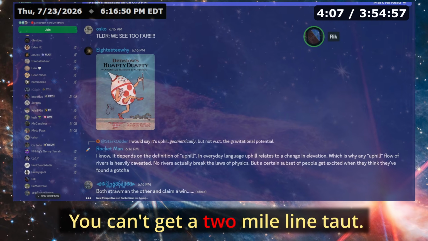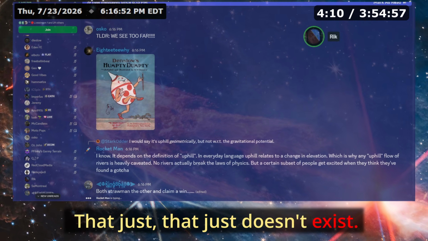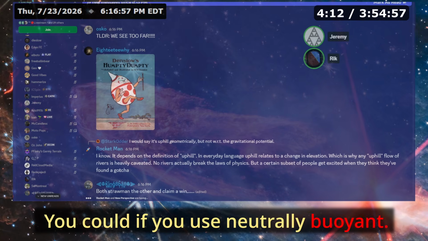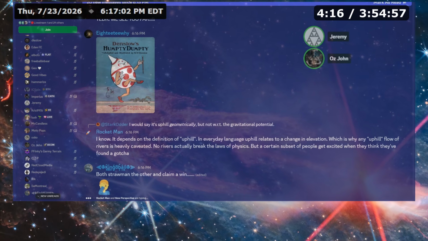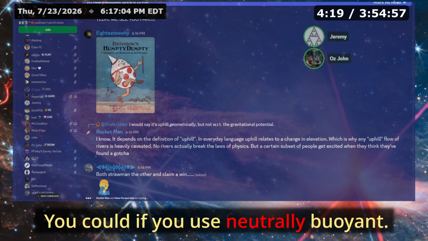You can't get a 2 mile line taut. That just doesn't exist. Why not? But if you use neutrally buoyant line. Hold on, man. Correct, you could if you use neutral.